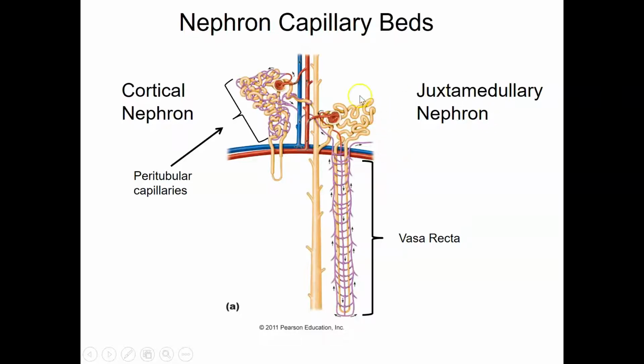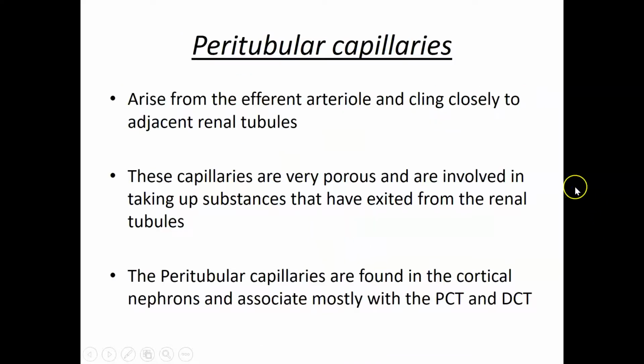For the juxtamedullary nephron, the efferent arteriole is going to lead into this vasa recta. So the vasa recta is also going to be involved in taking up materials leaving from the tubule. However, it's mostly surrounding the loop of Henle, so it's involved with a different part of the nephron. Okay. So that's the second difference. One is position of the nephron. Second is, what is the second capillary bed involved with the nephron? Peritubular for cortical nephrons, vasa recta for the juxtamedullary nephron.